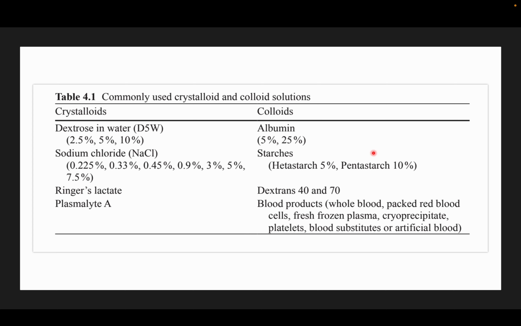These are the various common types of fluids we give. Mostly we prefer crystalloids only. In almost all cases, in any shock, any cardiogenic cause, any RDS patients, even trauma patients, we prefer crystalloid fluids only. The most common fluids we use are dextrose, sodium chloride, ringer lactate, and Plasma-Lyte A. Colloids include albumin, starch, and blood products.